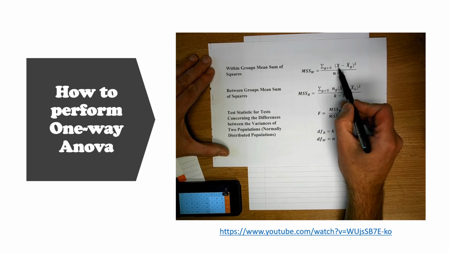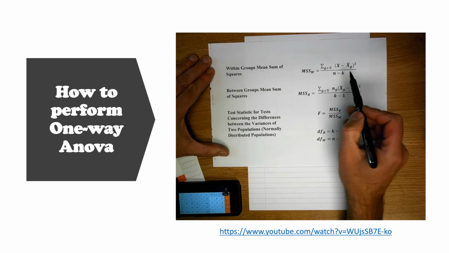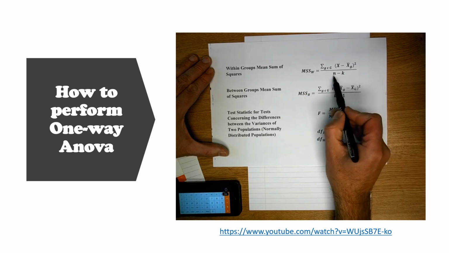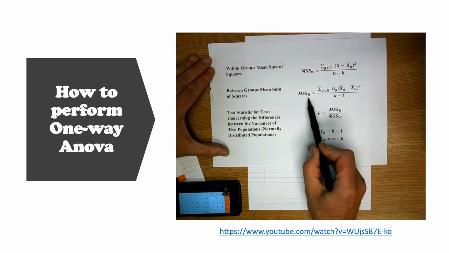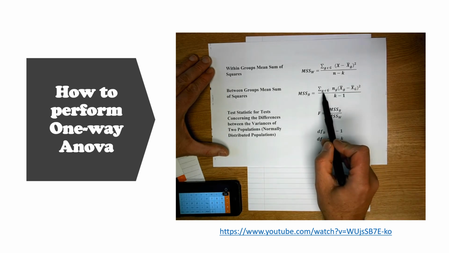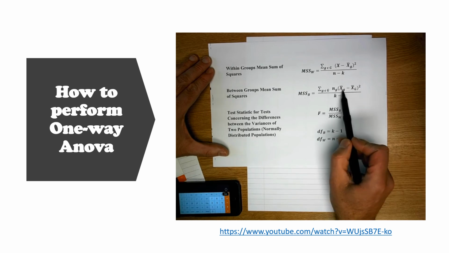We need to calculate each value minus the mean of each group and square that. We then divide by n minus k. N is the total number of variables, and k is the total number of groups. The mean sum of squares between is again the sum for all values, so these are the individual values g, for all groups, capital G. We're going to multiply the number in each group by the.